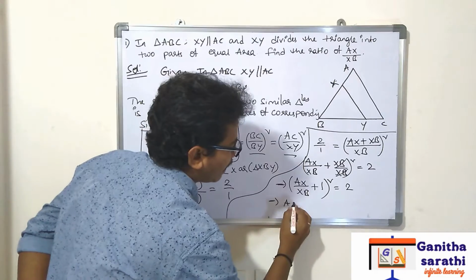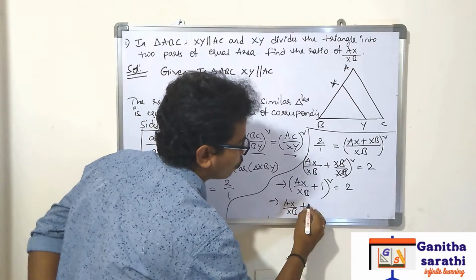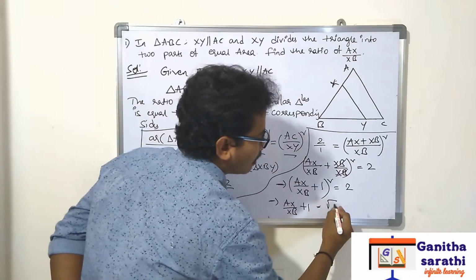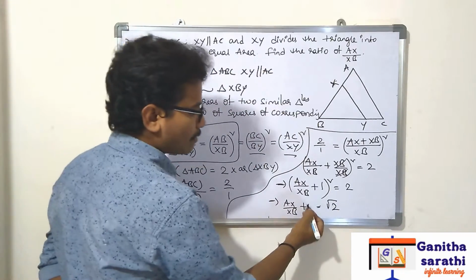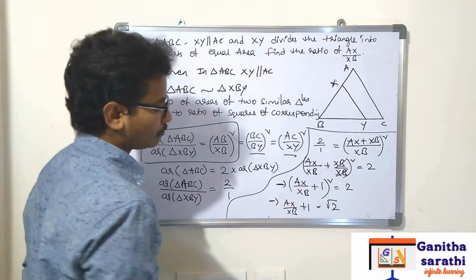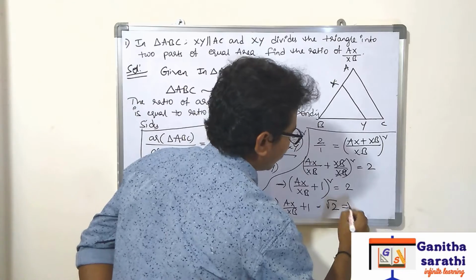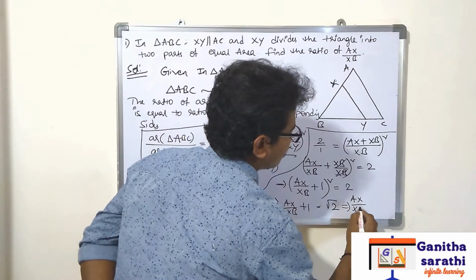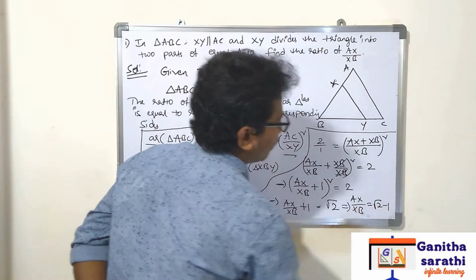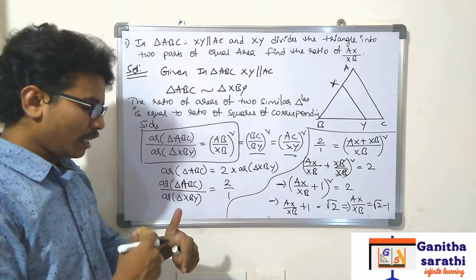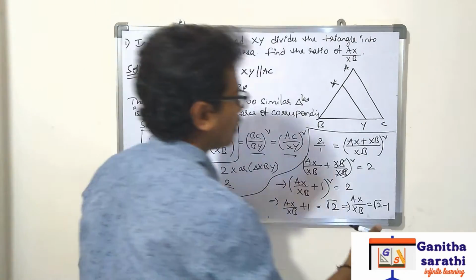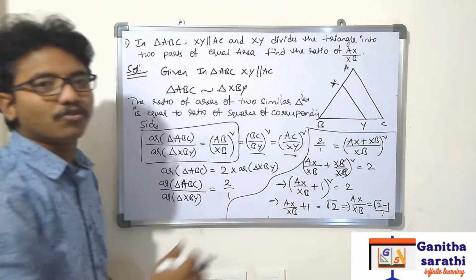Now AX by XB plus 1, where what will this square becomes when it comes to right hand side? It will become square root. Okay, make this plus 1 also to the right hand side. That implies AX by XB is equal to root 2, plus 1 will be coming to right hand side, or it will become minus 1. So what is the ratio of AX by XB? Root 2 minus 1 is to 1. Okay, ratio is asking me, so you can write root 2 minus 1 is to 1.